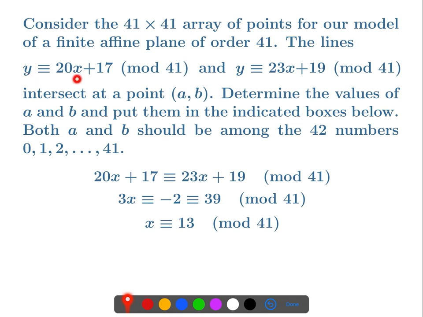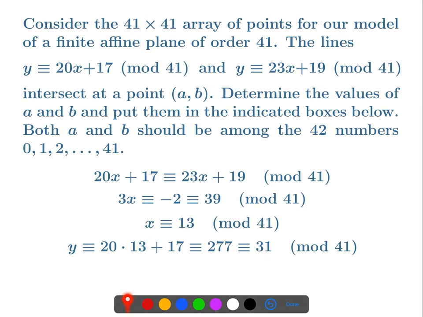Well, you go back to one of these equations, or congruences in this case, and figure out what y has to be. So I can plug in 13 here or here. I think I'd prefer to multiply by 20, so I'll plug it into the first congruence there. And y is going to be 20 times 13 plus 17. So 260 plus 17 is 277. And then you want to subtract some 41s from this. So you can see 6 times 41 is 246. So if I just subtract 246 from this, I'll have 31. So y is going to be 31 modulo 41.